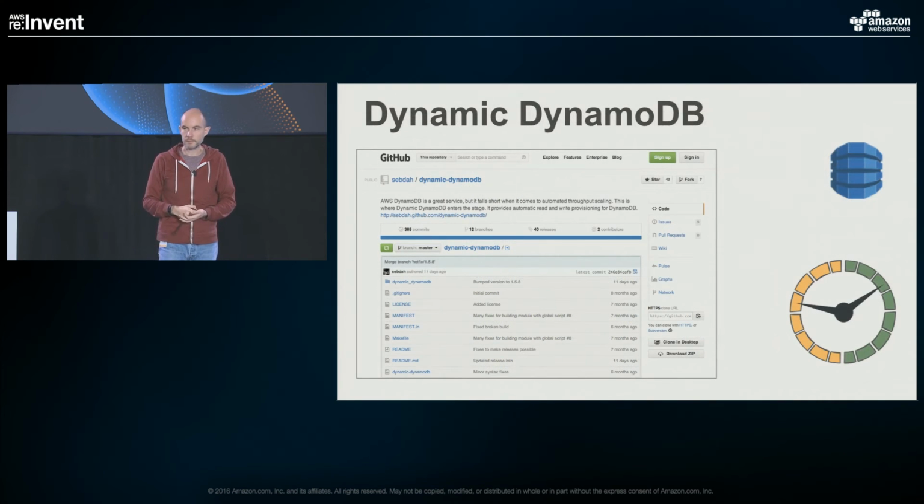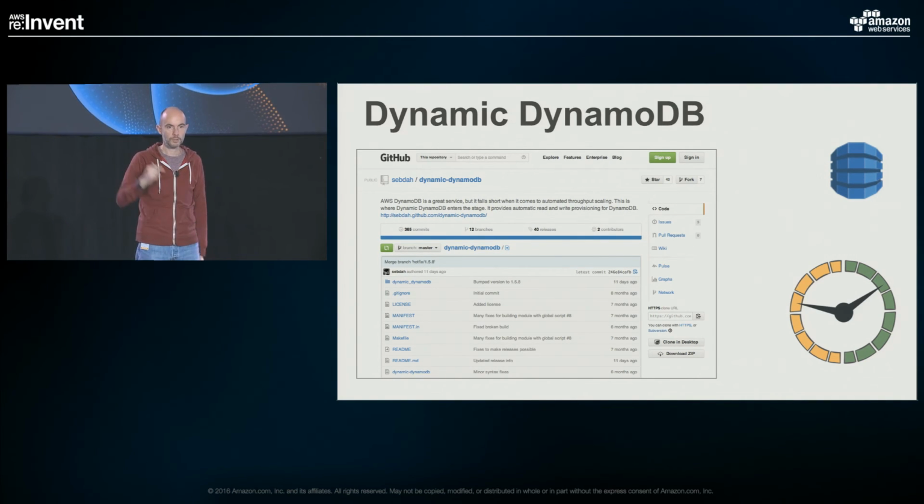And that saves you a lot of money because you don't have to provision for peak. And since DynamoDB supports dynamic adjustments in read and write capacity units, you can use another neat trick, which is a tool called Dynamic DynamoDB. This is an open source tool that a customer of ours developed. It's a Python script that will automatically adjust your read and write capacity based on the usage.